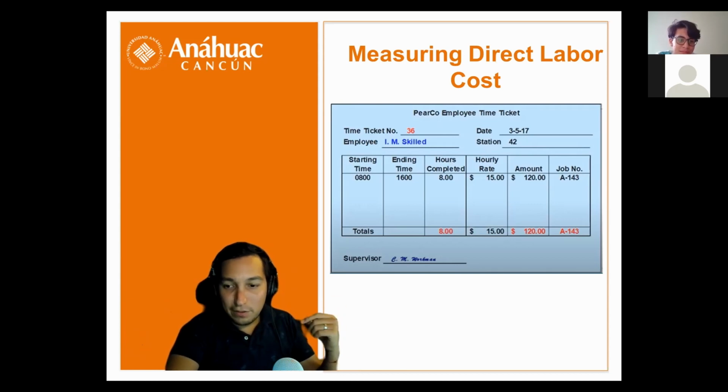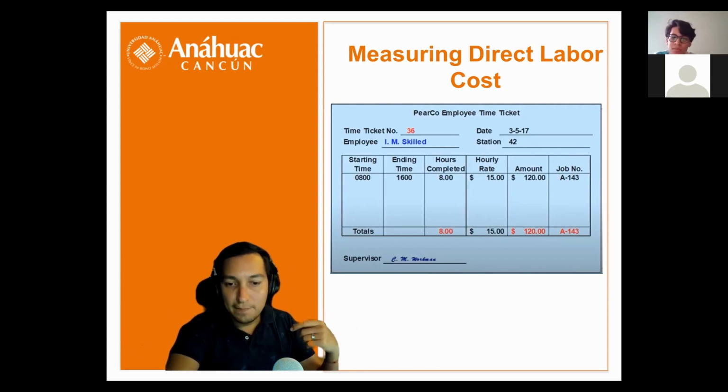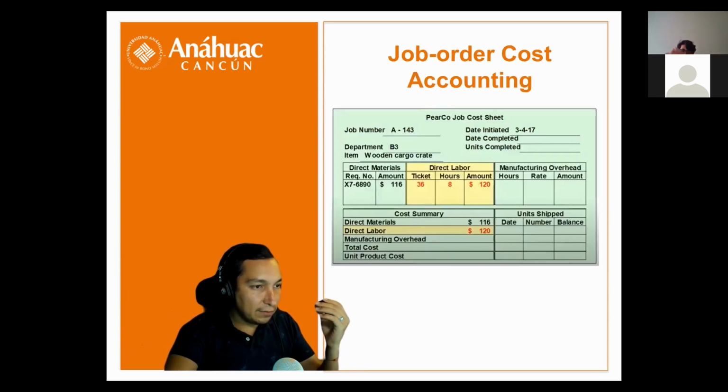So anybody working on this job has to track their time by job. They have clocked out, and we've got in here 8 hours of work at $15 an hour, so $120 of labor. And we will see that $120 again in the job order cost sheet. We plug in our direct labor hours and costs.